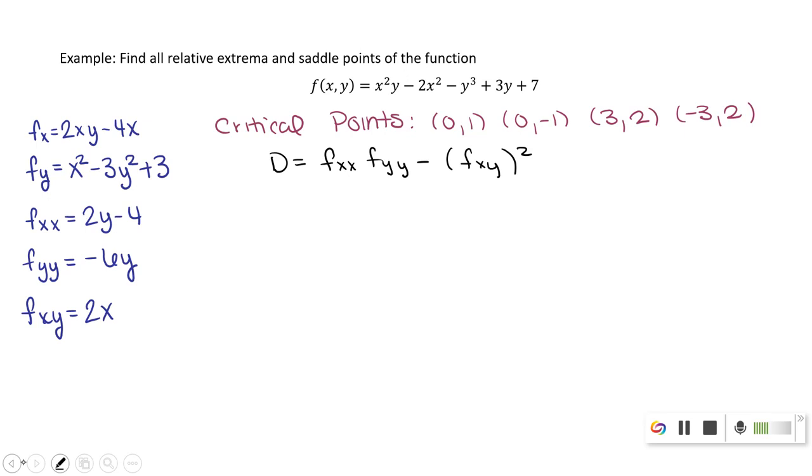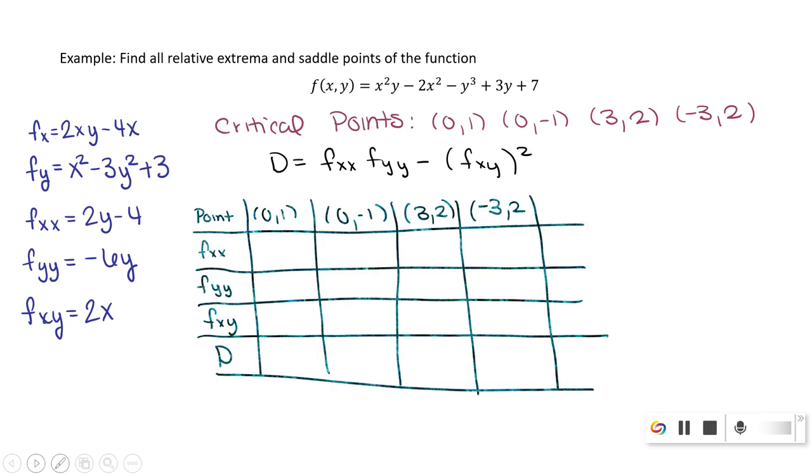Okay, so I've got all my second partials written down. And then I like to organize the information in a table. So I'm going to create a table. I'm going to list all my critical points on the top. And then I'm going to take these critical points and plug them into my second partials, and then compute that value D to analyze what's happening. So I'll run through it with our first point.